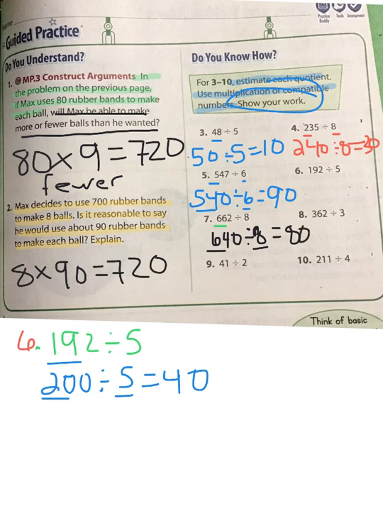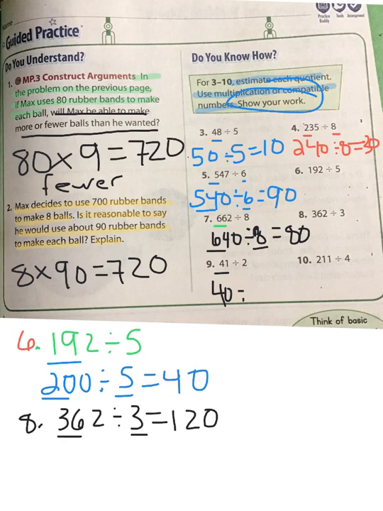I'll do number 8 down here for you. We have 362 divided by 3. Underline the first 2 digits. A basic fact that I can use is 3 times 12 is 36, and then you can just add your 0. Number 9, 41 divided by 2. Well, 2 can go into 40, and 40 divided by 2 is 20.